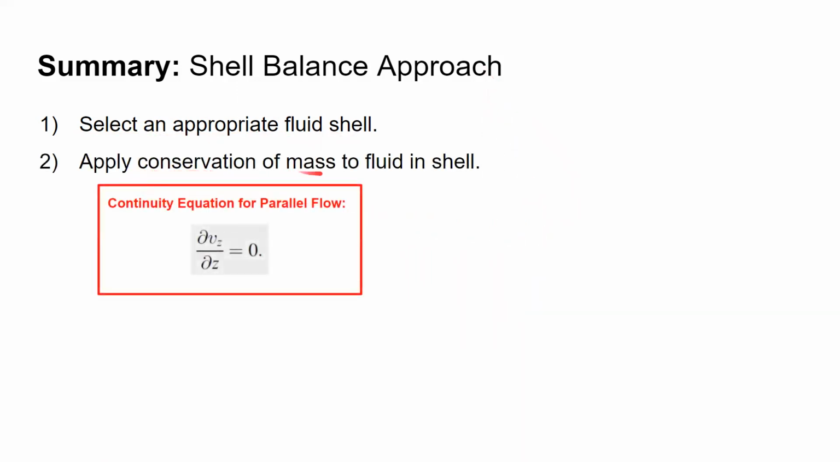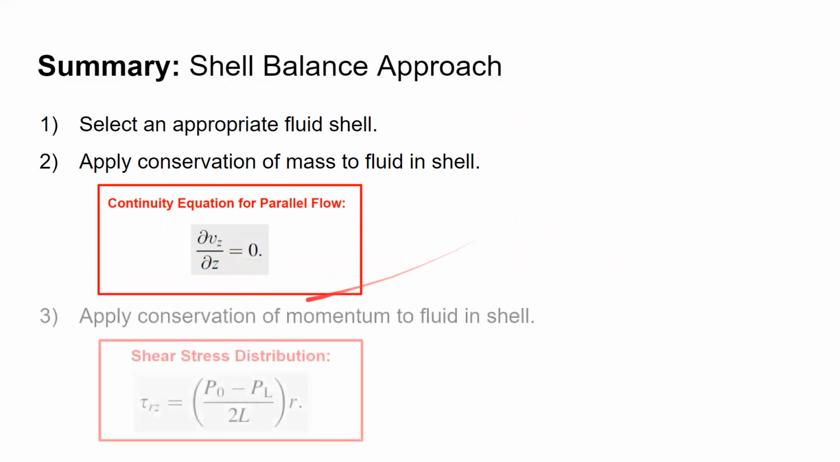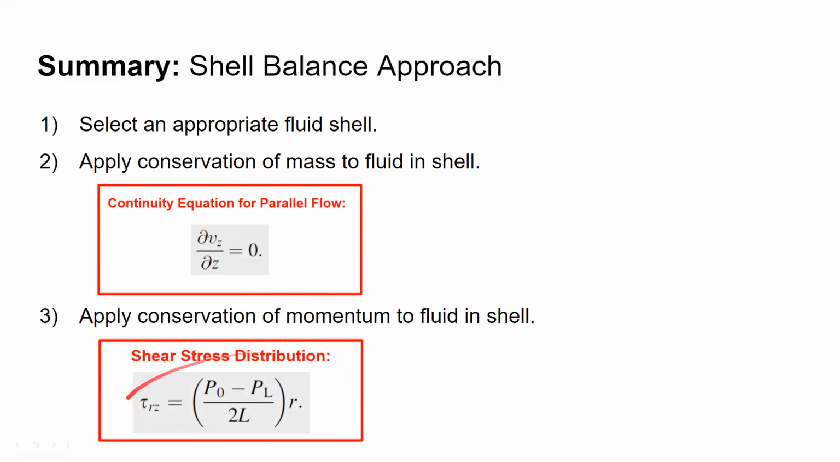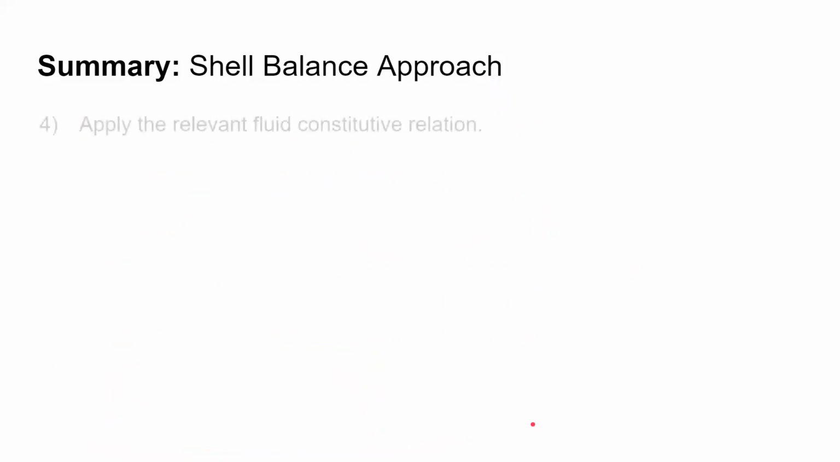Great, so let's do a final summary of the shell balance approach for cylindrical coordinates. Step 1 is to select an appropriate fluid shell, which we did, delta Z, delta R. Then we applied the conservation of mass to the shell, and we determined that velocity does not change based on the Z direction, rather in the R direction, right? We applied the conservation of momentum to the fluid in the shell, and we determined the shear stress distribution this way. Then we applied the relevant fluid constitutive relation.